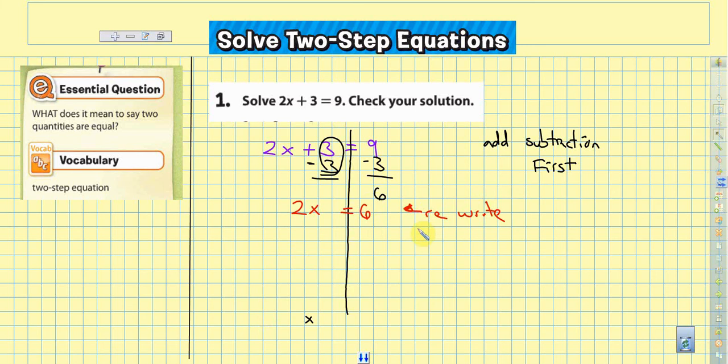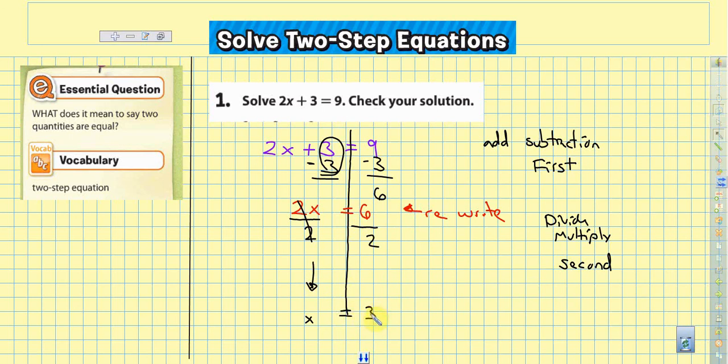The next thing I'm going to do is we're either going to divide or multiply. That's our second step. Well, I see that we're multiplying here, so the opposite of multiplying is to divide. To get that x by itself, we divide by 2. 2 goes into 2 one time, it kind of crosses itself out. Bring down the x. 6 divided by 2 equals 3.